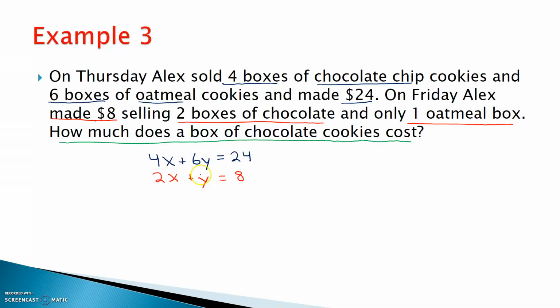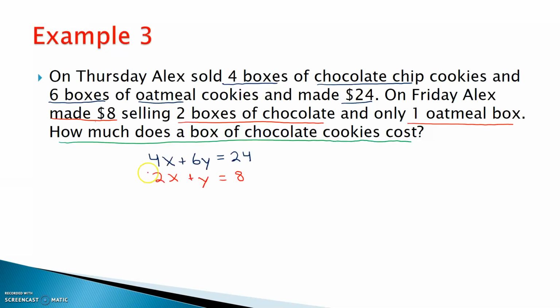Okay, again, if you want to eliminate, I can eliminate the y's here, or I can eliminate the x's. It's up to you. Now, again, what I like to think about is, hey, if this is a 6y, this has to be a negative 6y if I wanted to eliminate the y's. If I want to eliminate the x's, well, if this is a 4x, this better be a negative 4x. So again, it's up to you. I'm going to go with the y's here. If this is a 6y, this has to be a negative 6y.